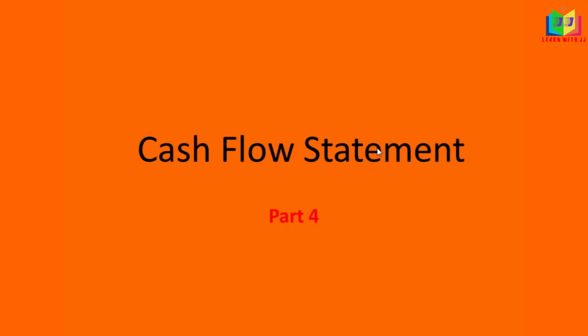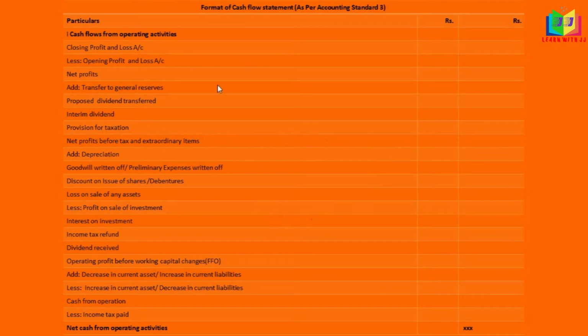Hello viewers, in this video we'll see cash flow statement. We'll see one problem now. Before that, this is the format of cash flow statement as per Accounting Standard 3, and this is the format of a joint stock company. There will be slight differences between the joint stock company, partnership and sole proprietor cash flow statements.